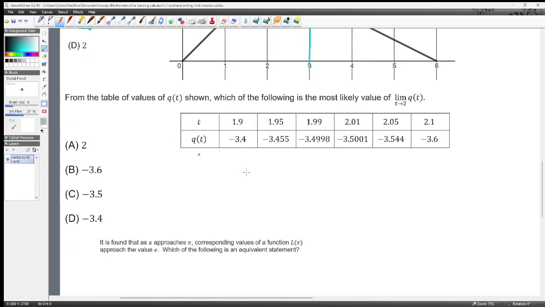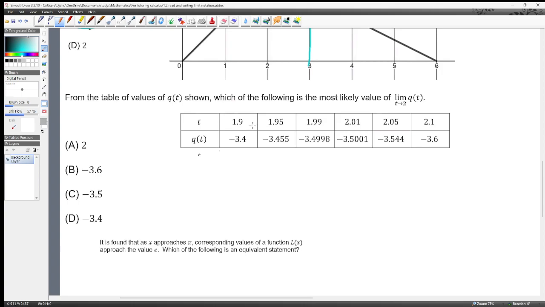Okay, so let's move on to the next one. This is a table of values. From the table of values of q of t shown, which of the following is the most likely value of t approaching 2 from the function of q of t. So give it a try and pause the video. Okay, since you paused the video, here we go.